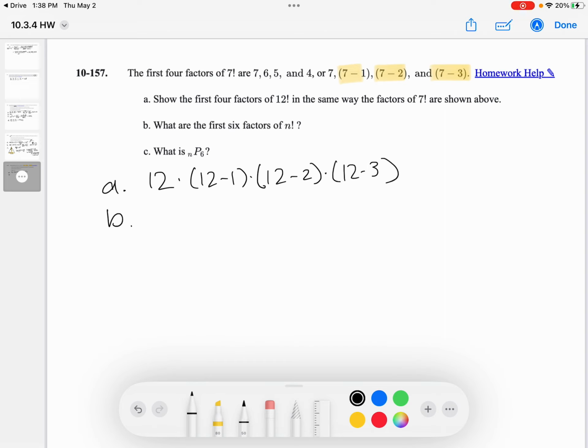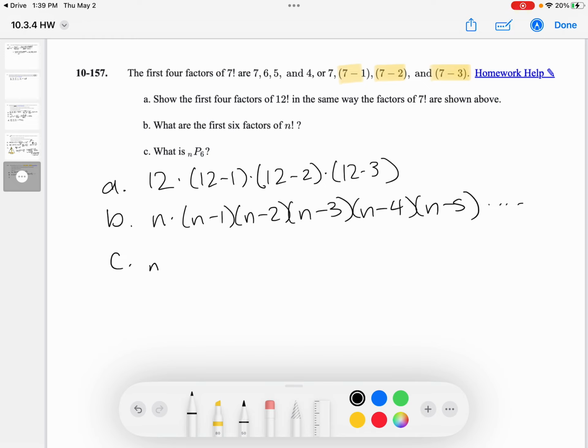Okay, and in part B, the first 6 factors of n factorial. Let's think, this is going to be n times n minus 1, times n minus 2, times n minus 3, times n minus 4, times n minus 5. Is that 6? 1, 2, 3. Yep, we got 6 factors of n factorial. And then it would keep going, depending on how big n was.